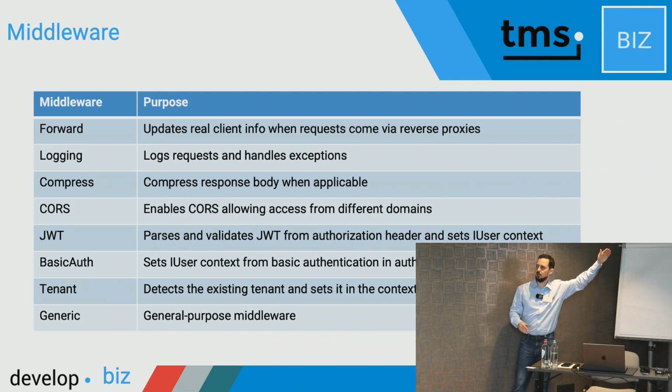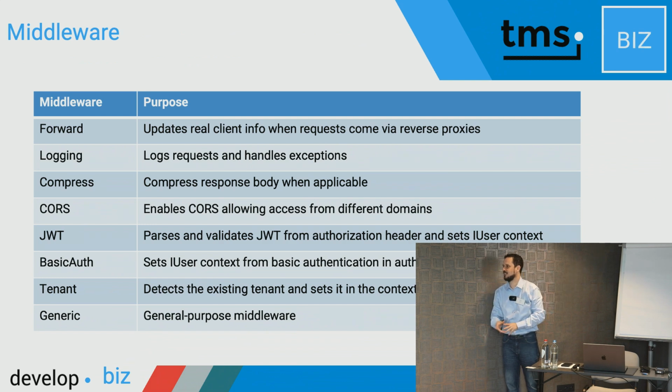The suggestion is first the forward, then the logging, then compress. You might not need all the middleware, but when you need them, try to put them in this order. If you don't know the order, this is the suggested order.